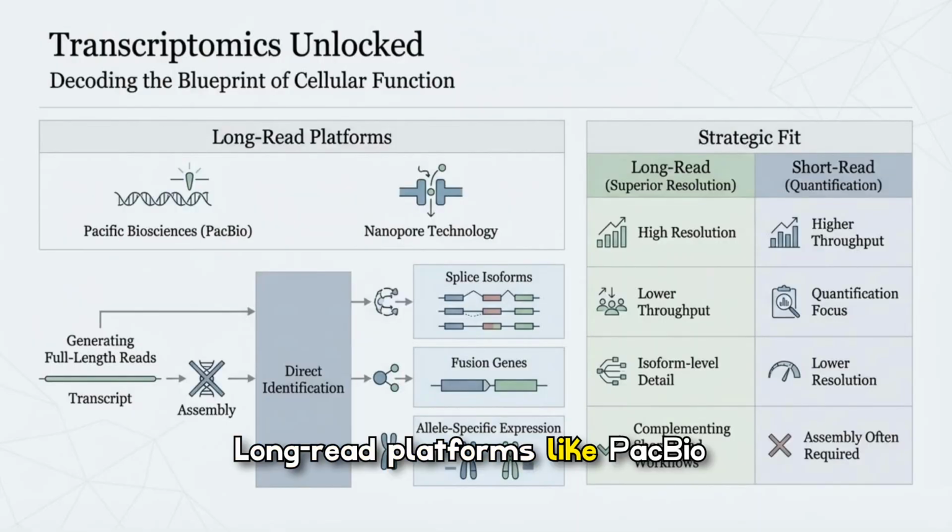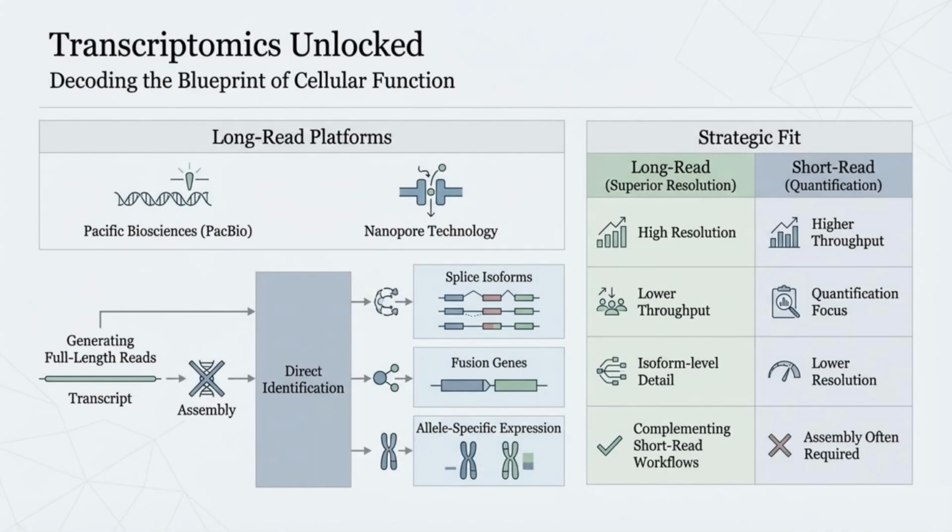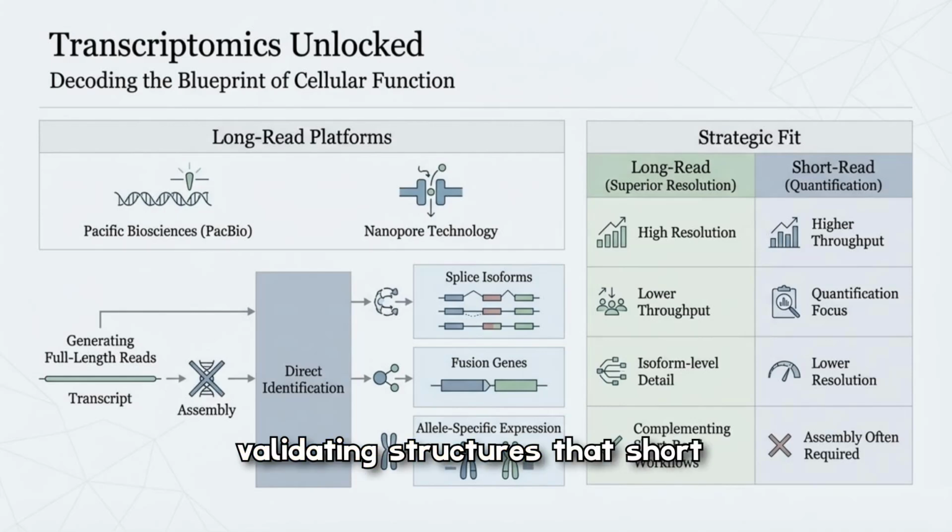Long-read platforms like PacBio and Nanopore let us generate full-length transcript reads, enabling direct identification of splice isoforms, fusion genes, and allele-specific expression without extensive assembly. While long reads offer higher resolution at lower throughput, they complement short-read quantification by resolving complex transcripts and validating structures that short reads alone may miss, improving isoform-level insights.